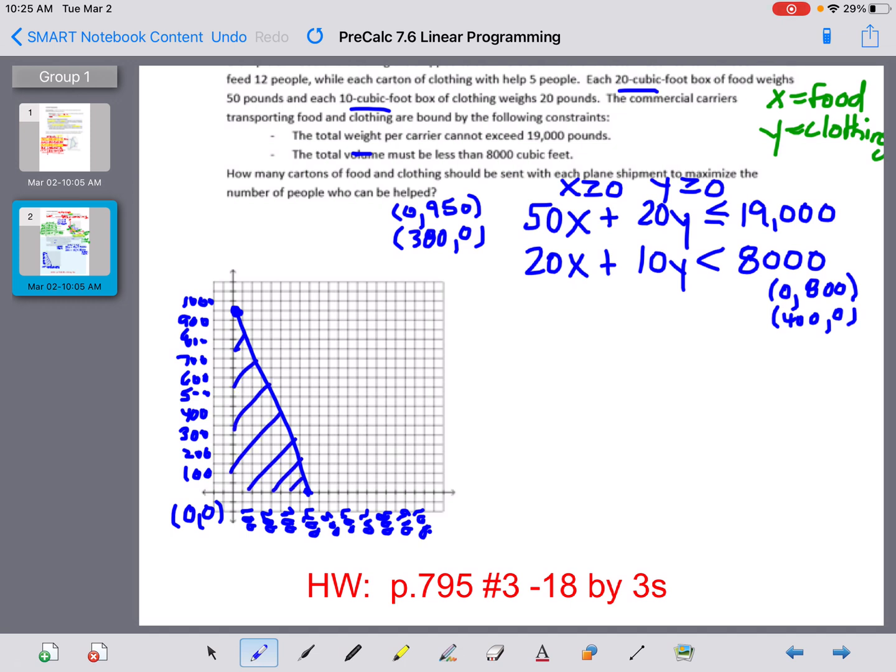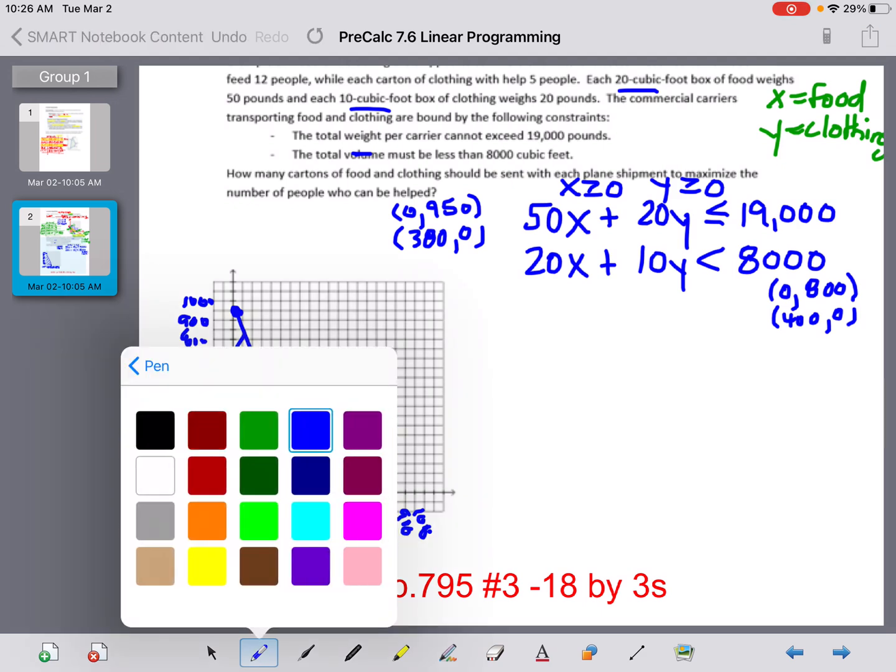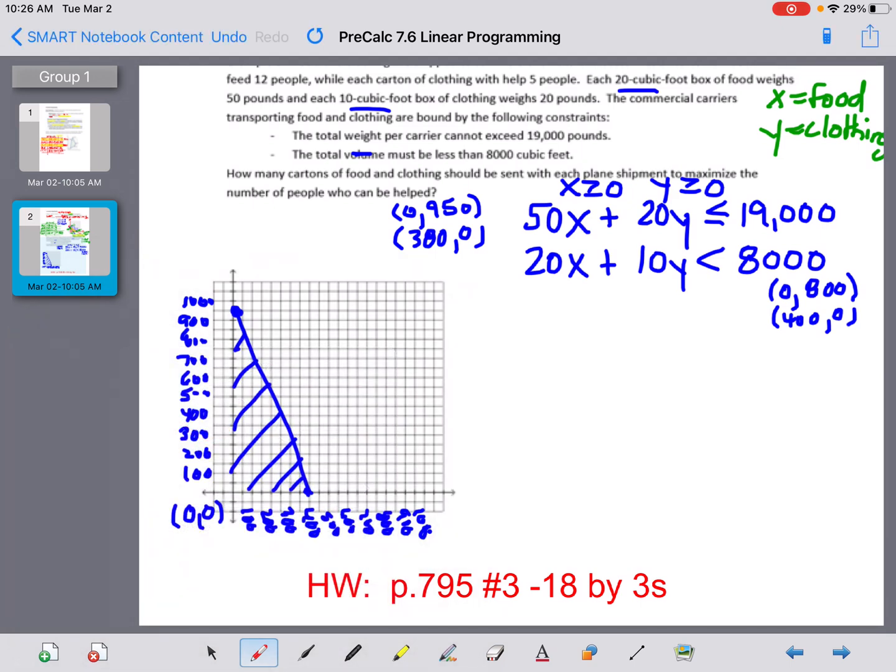And again, I'm not going to go into the other quadrants because I know that I have to stay in the first quadrant. The second line goes to 0, 800, so we're a little bit lower, and to 400.